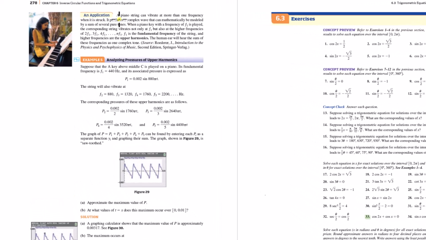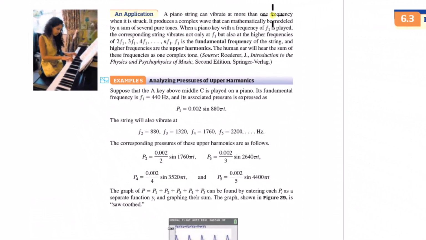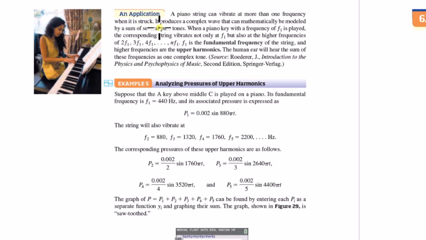Okay, an application. A piano string can vibrate at more than one frequency when it is struck. It produces a complex wave that can mathematically be modeled by a sum of several pure tones. When a piano key with a frequency of F1 is played, the corresponding string vibrates not only at F1 but also at the higher frequencies of 2 times F1, 3 times F1, etc. F1 is the fundamental frequency of the string, and higher frequencies are the upper harmonics. The human ear will hear the sum of these frequencies as one complex tone.